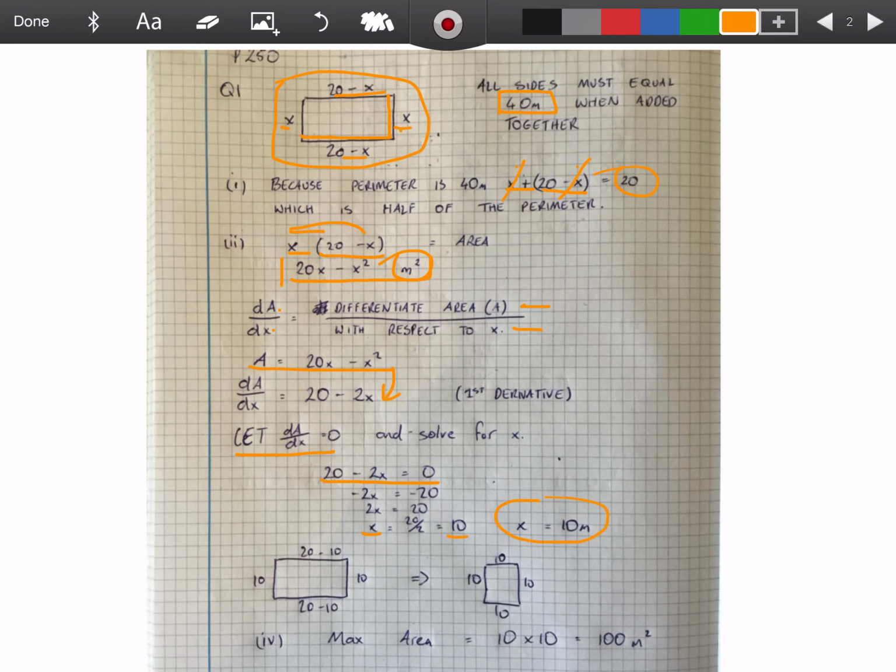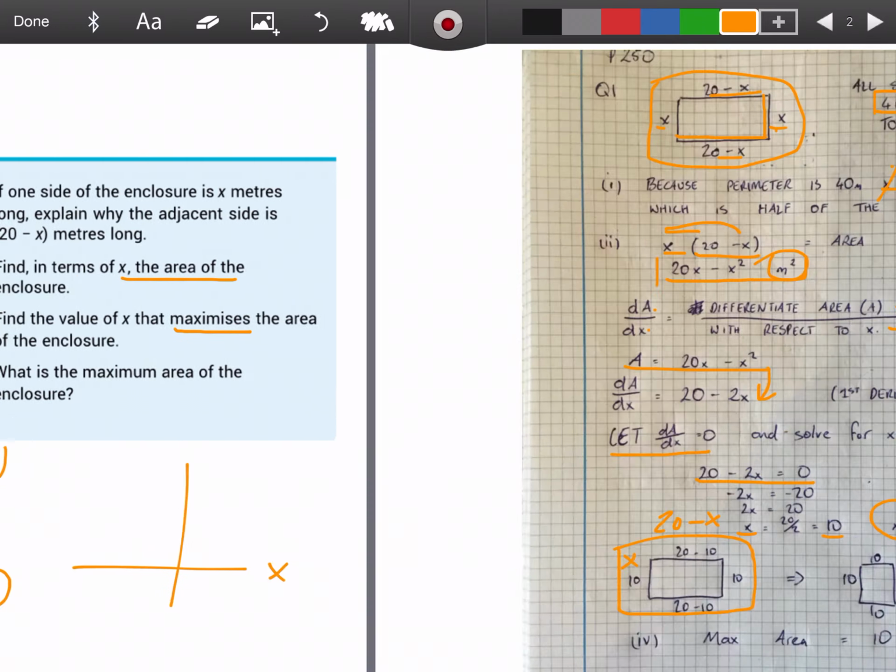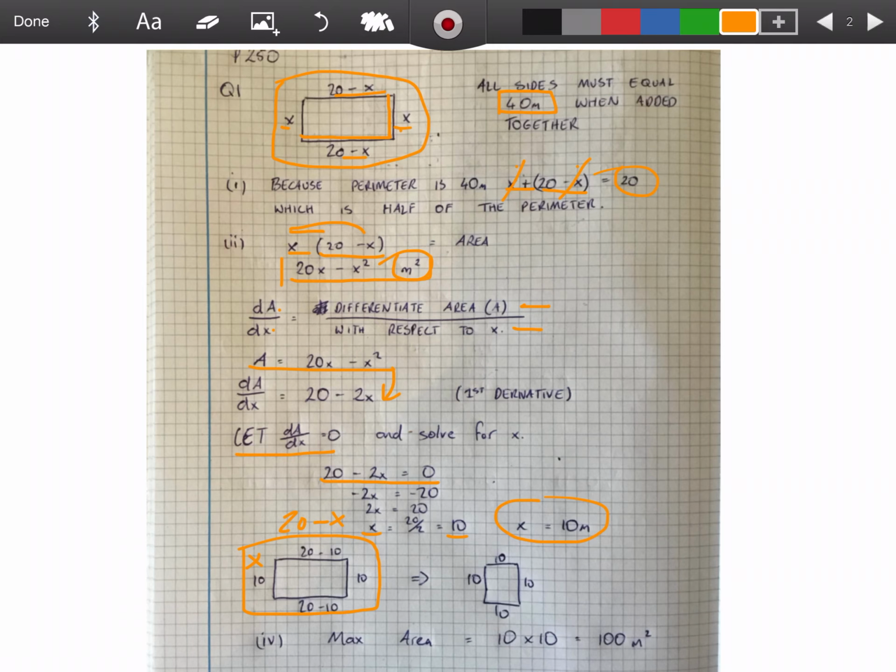Then I can pop that back into the diagram that was given to us at the start. Remember, we had x, and 20 minus x. So x is 10, and 20 minus 10 gives us each side to be 10, which is actually a square if you think about it. Now it said in the question that the shape was rectangular, but a lot of these end up with a square as your answer, to be honest.